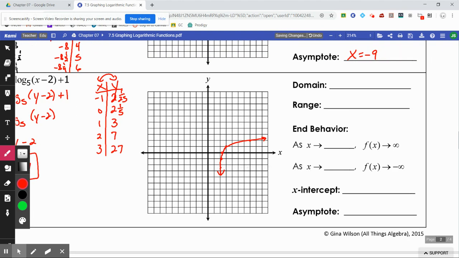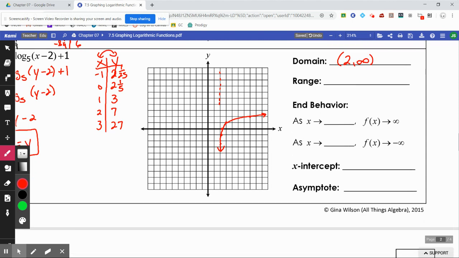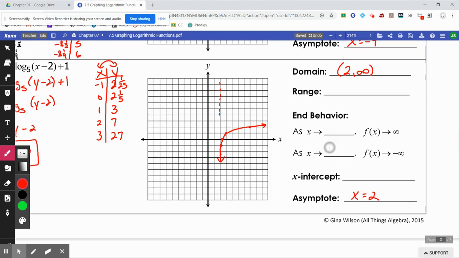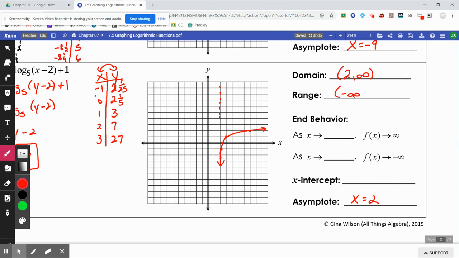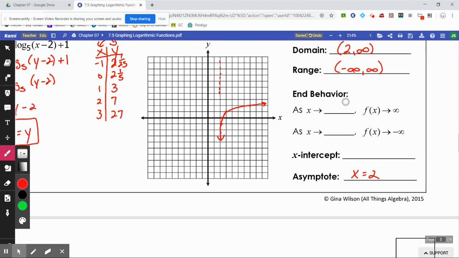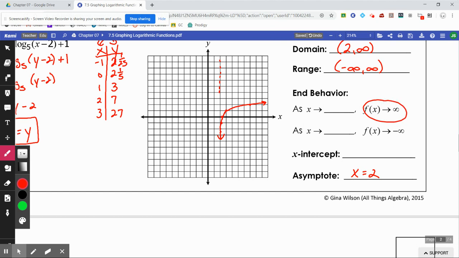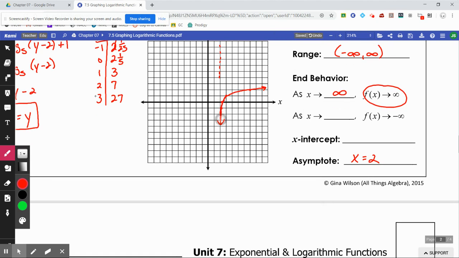So there's my graph, my domain. Notice that your asymptote line is now here at 2, so therefore my domain is 2 to infinity. And as I said, with an asymptote line at x equals 2, your range extends forever in both directions. In behavior, your function goes to positive infinity as you move to the right. Your function goes down to negative infinity as you approach your asymptote line of 2.